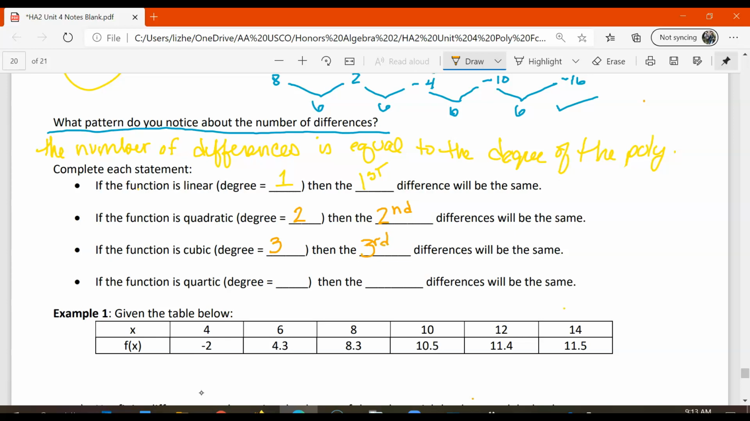If the function is quartic, which means the degree is 4, then the fourth differences will be the same, and I'm just going to write etc. because it can keep going.